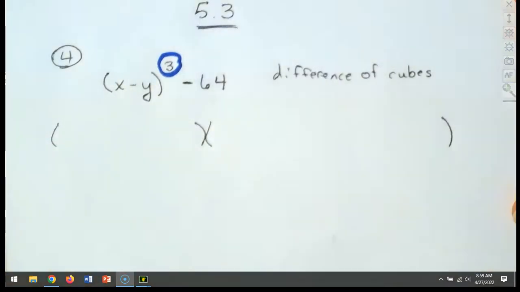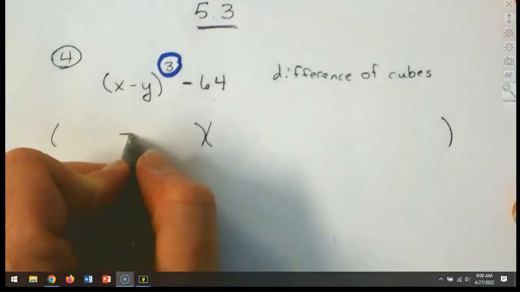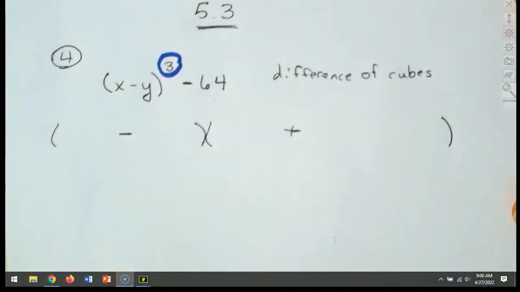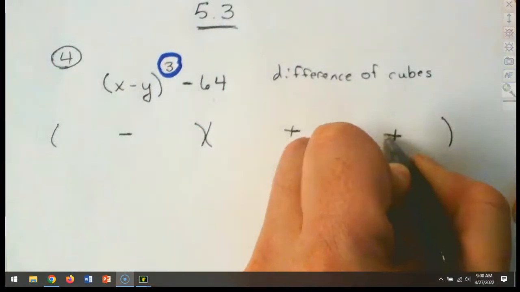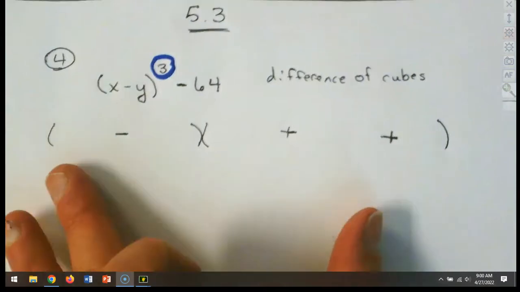How do our signs go? Remember, they switch back and forth. It starts with whatever's in the middle. So it goes negative, switch it then to positive, and you always end with a positive. So it goes minus, plus, plus.